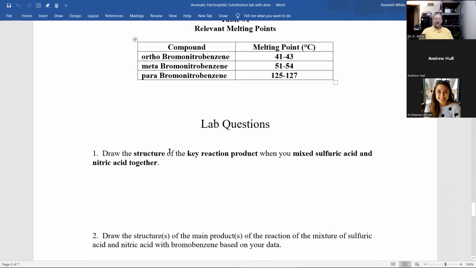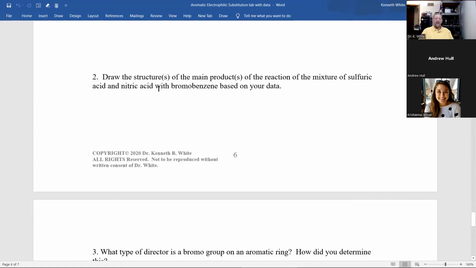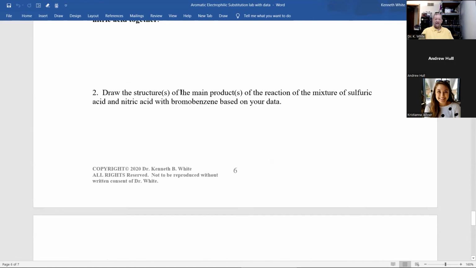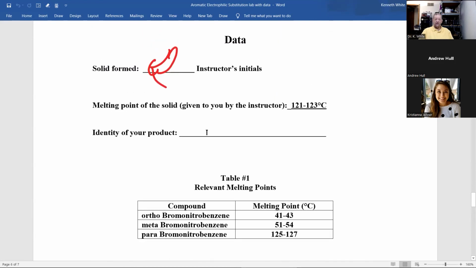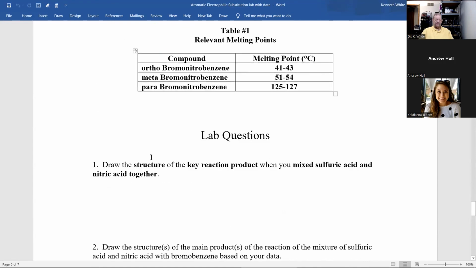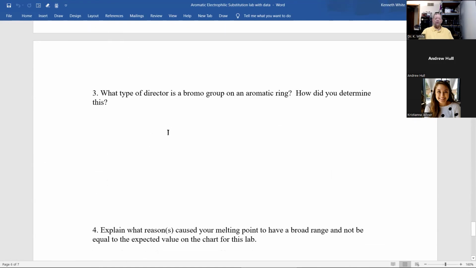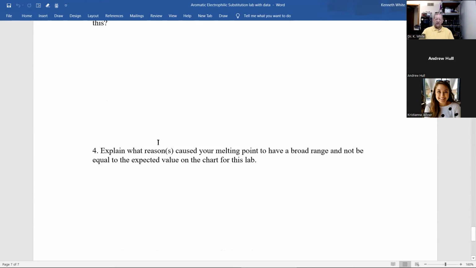Next, here's some questions. Notice, draw the structure of the key reaction product when you mix sulfuric acid and nitric acid together. Next, draw the main product. In other words, what you wrote here. And then what type of director? You got 2 choices, ortho-para or meta. And then here's another question I'll let you read on your own.